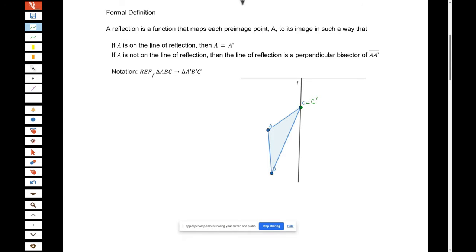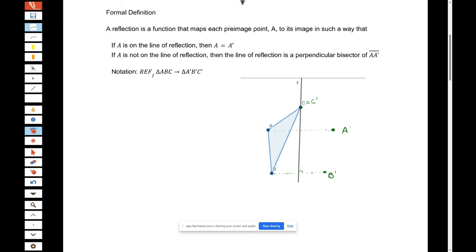If a point is not on the line of reflection, then the line of reflection is a perpendicular bisector of the segment created by the pre-image and image point. So that means point B's image on the other side, B prime, is created in such a way that this line of reflection right here, which we're calling line F, is a perpendicular bisector of that segment that connects B to B prime. It's a perpendicular bisector. And then A would be the same distance on the other side.